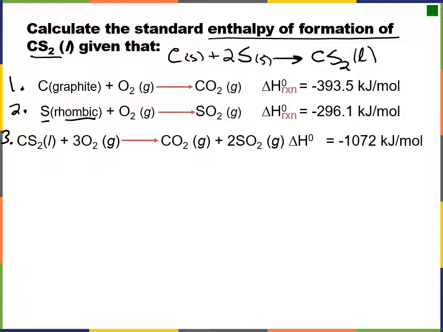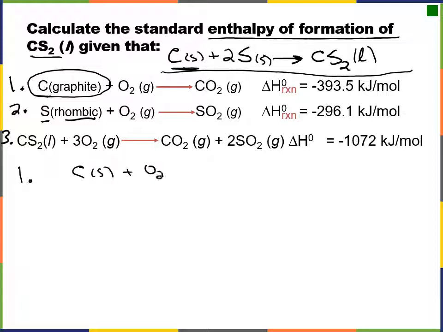So this is what we want. And these are the pieces that we're going to use, our indirect process to get there. Now, the easiest way to do this is to go through and find all the major players in the reaction that you want and put them where you need them, i.e., I need 1 carbon as graphite. So I'm going to take equation 1 as written. Carbon as a solid plus oxygen as a gas goes into CO2 as a gas, and it's going to have an enthalpy of minus 393.5 units of kilojoules.